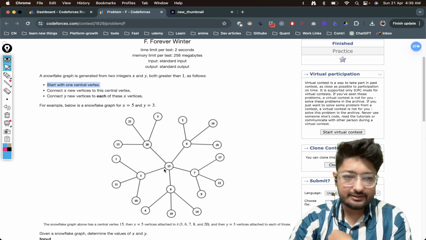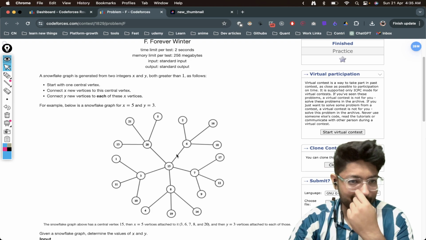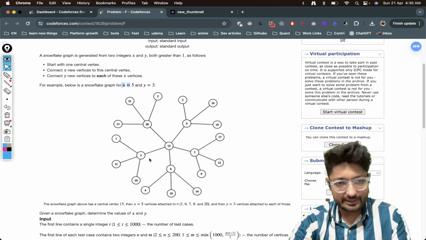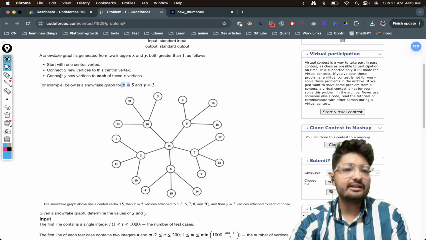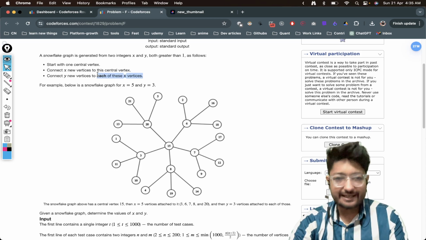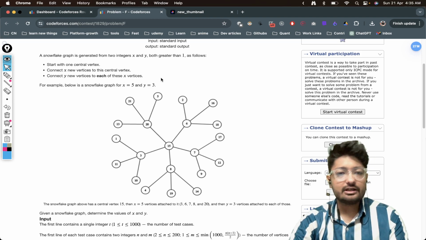It starts with one central vertex, as you can see here. Now connect x new vertices to the central vertex. Let's say x equals 5, so you will connect 5 vertices to the central vertex, and then connect y new vertices to each of these x vertices. For every one of these 5 vertices, you will attach, let's say, 3 to each of them.